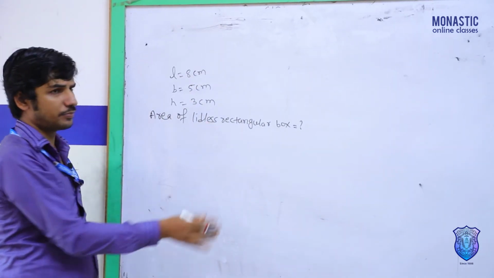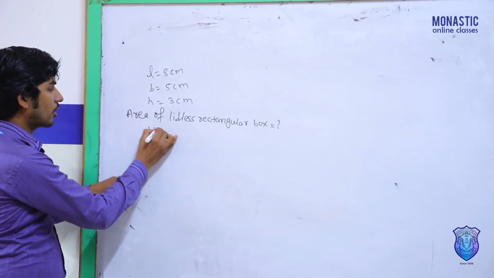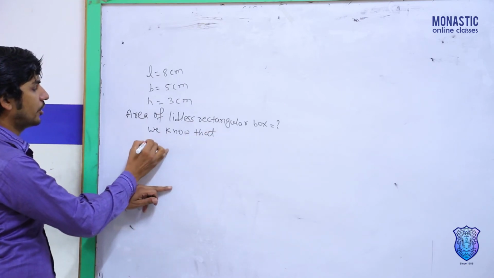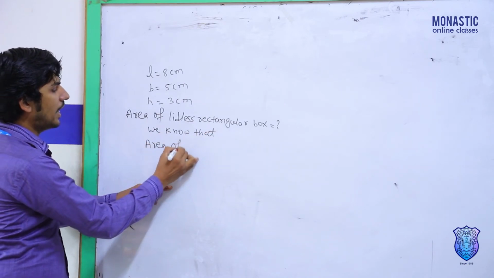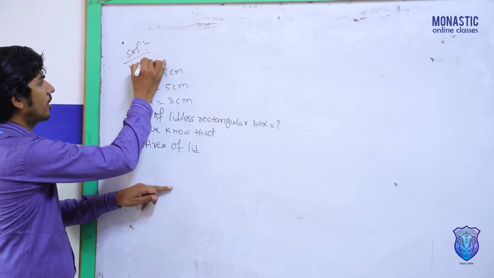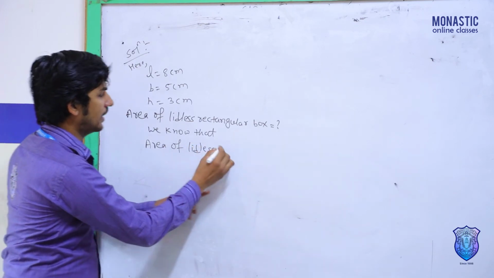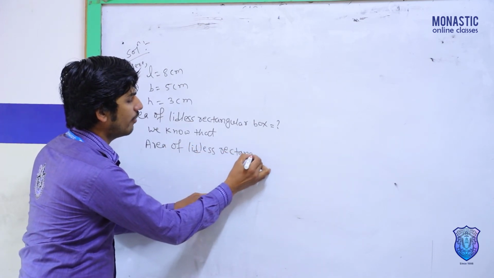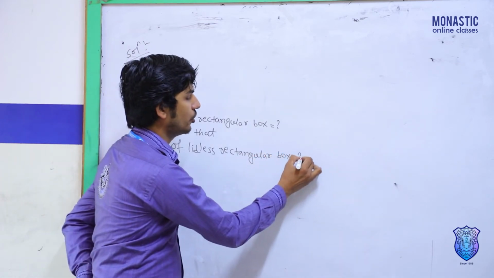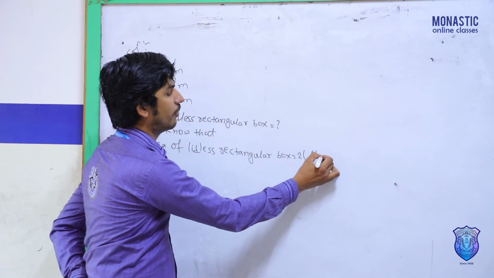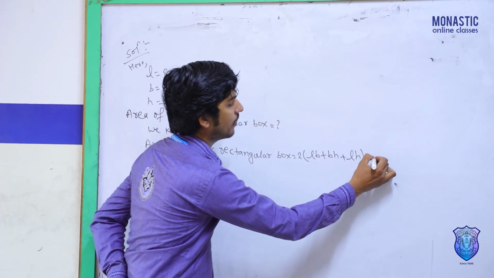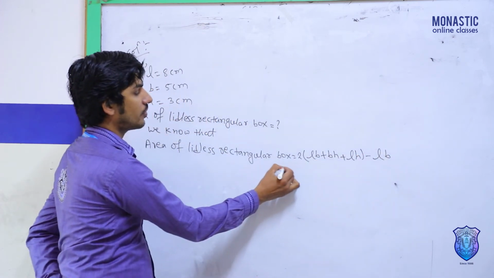So for that, you are knowing. So what we know? So simply we know that, what? Area of lidless rectangular box is equal to what? 2 into length into breadth, breadth into height, plus length into height, minus length into breadth.